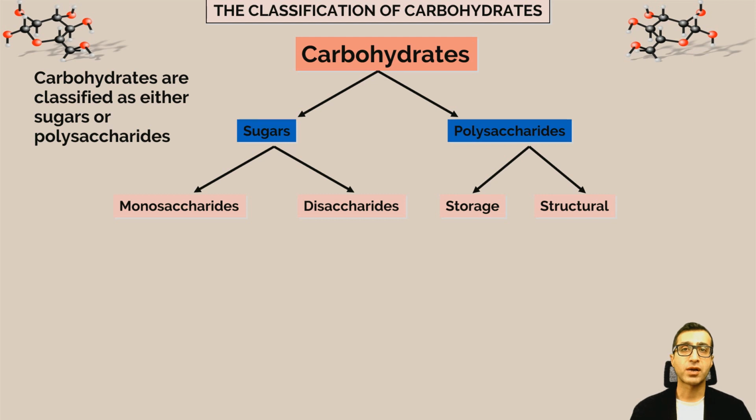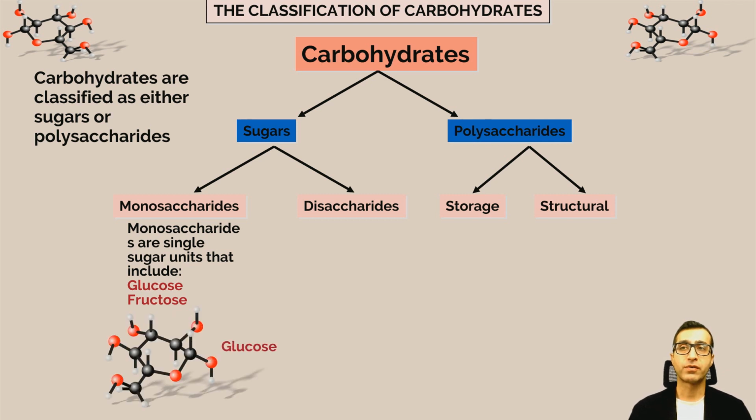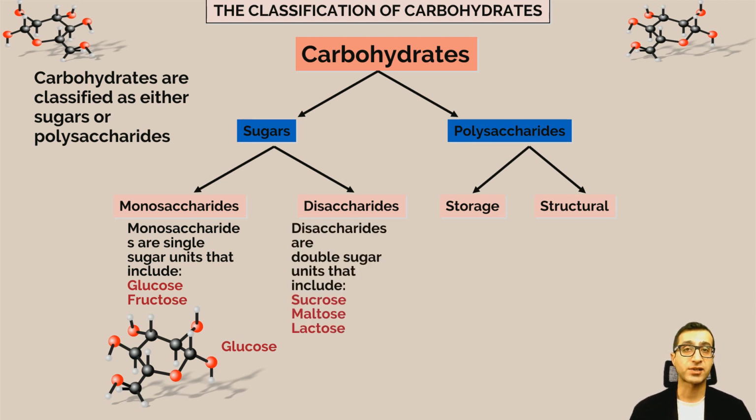So monosaccharides are single sugar units that can include things like glucose, fructose, and galactose. And so this is an example of one such molecule, glucose. We saw the molecular model for that, the ball and stick model, as well as the space-filling model in the last lesson. Disaccharides are double sugar units. These include things like sucrose, maltose, and lactose.